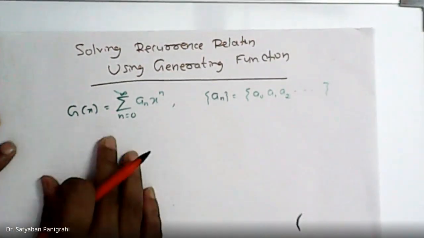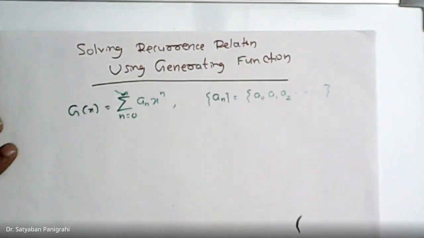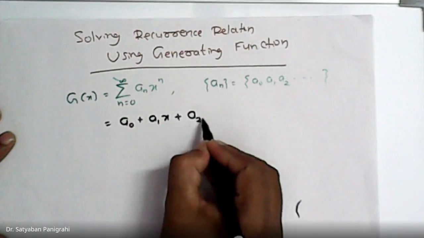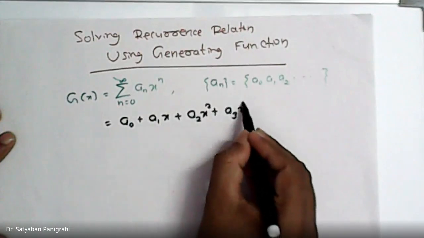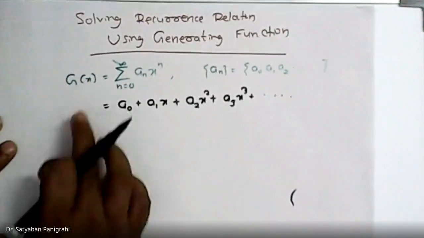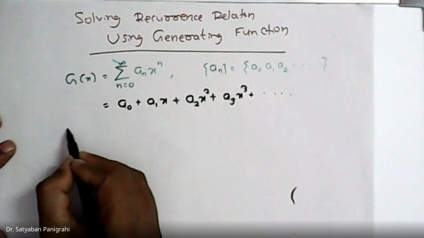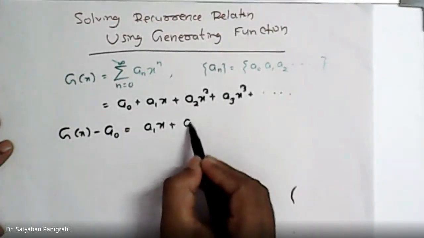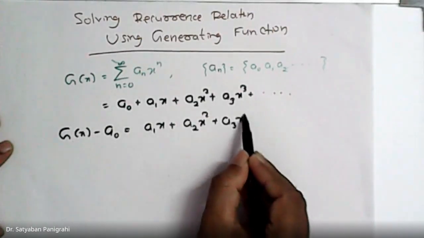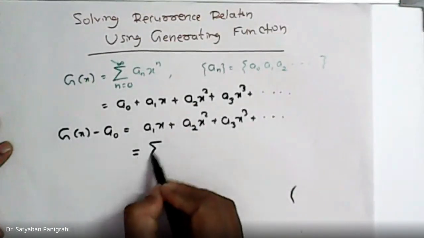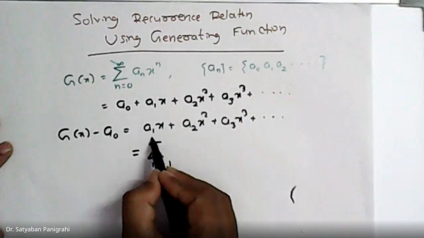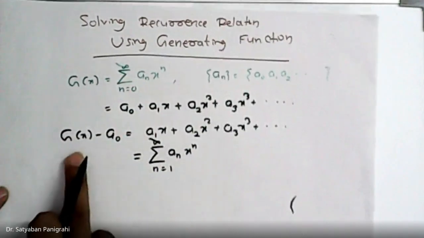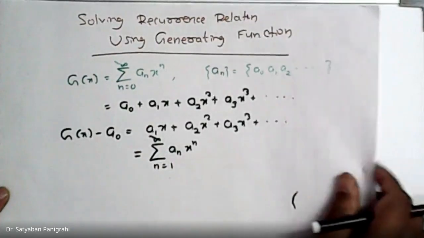Now, if we take this as g(x), or if you expand, you get a0 plus a1x plus a2x square plus a3x cube plus so on. Now, if g(x) equals this much, then I can take the a0 term to the left hand side. So this gives a1x plus a2x square plus a3x cube plus, or simply in the summation form we can write summation n equal to 1 to infinity a_n x to the power n. That means g(x) equals summation n equal to 0 to infinity a_n x^n, and g(x) minus a0 equals summation n equal to 1 to infinity a_n x to the power n.